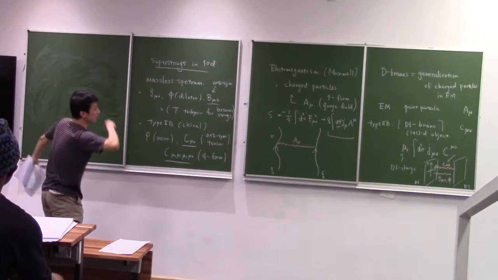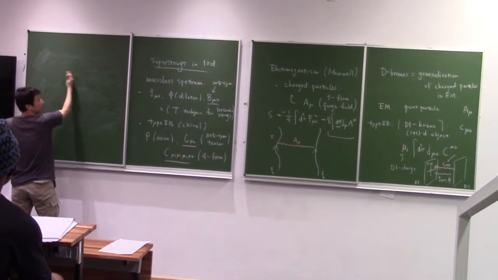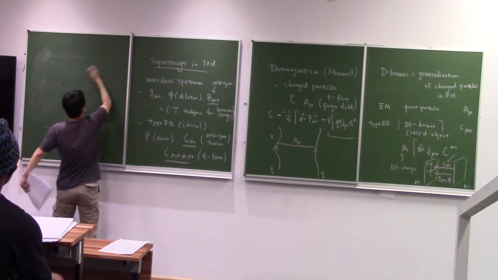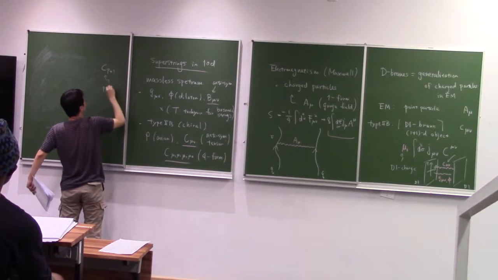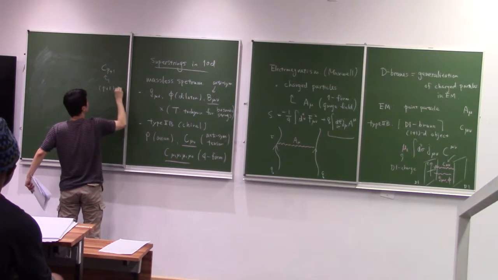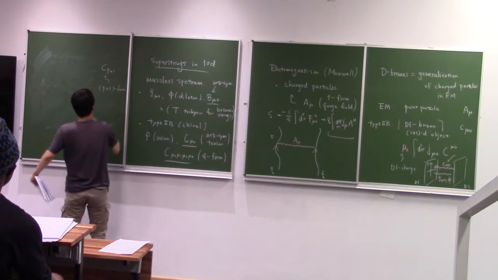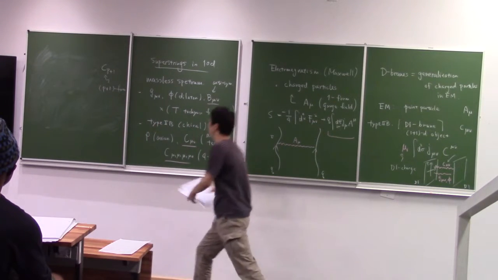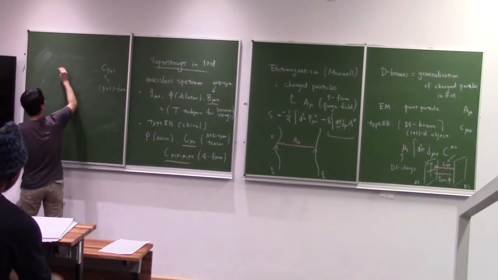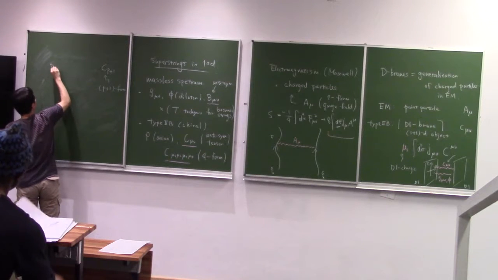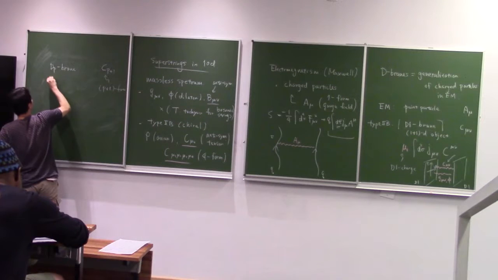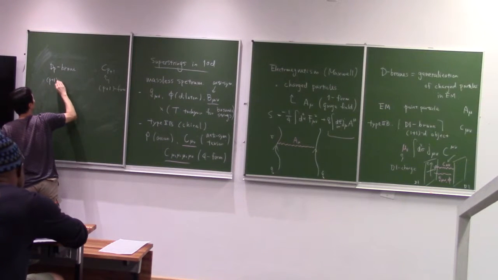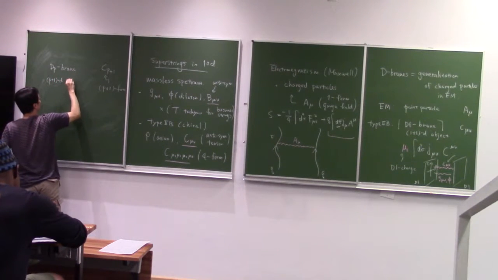But then you get the idea. So more generally, if you have, let's say, a P plus 1 form, then the object here is the P brane, and it's a P plus 1 dimensional object.